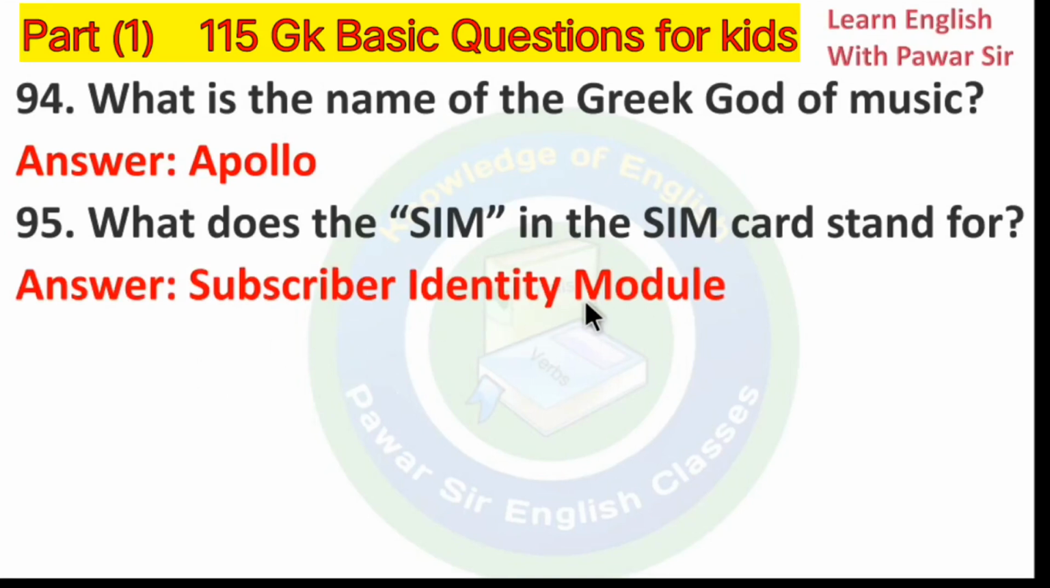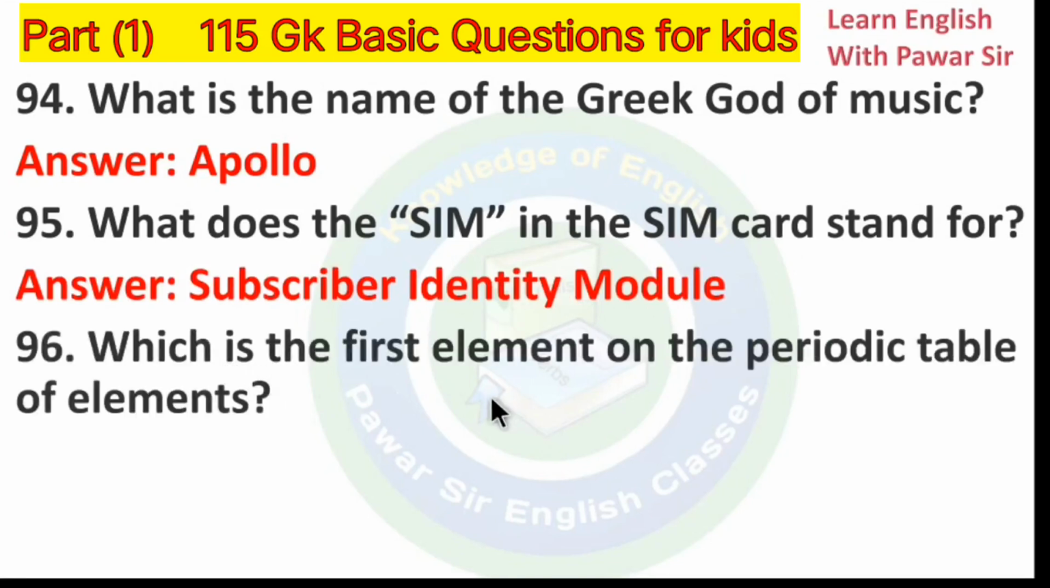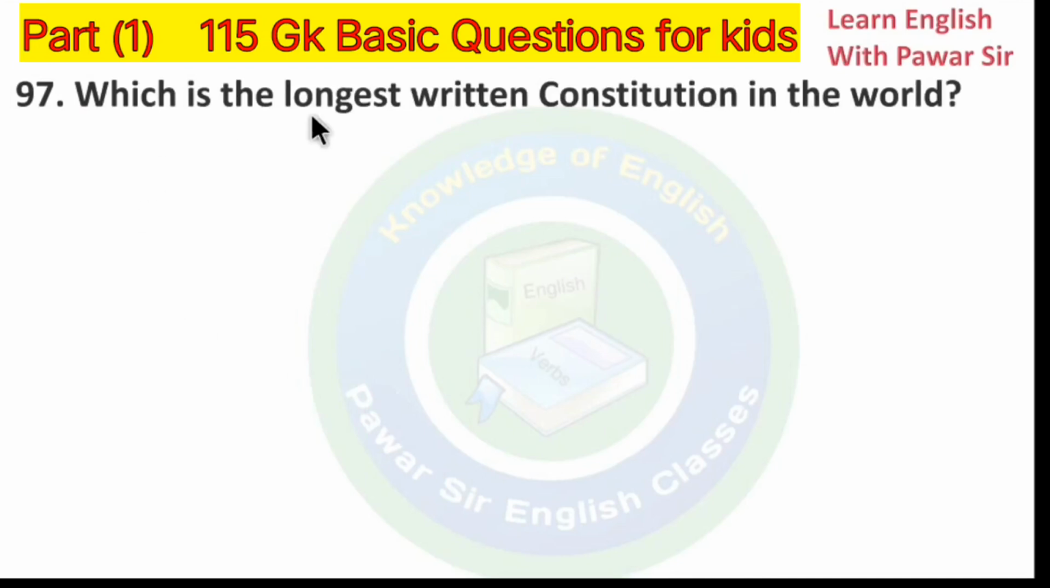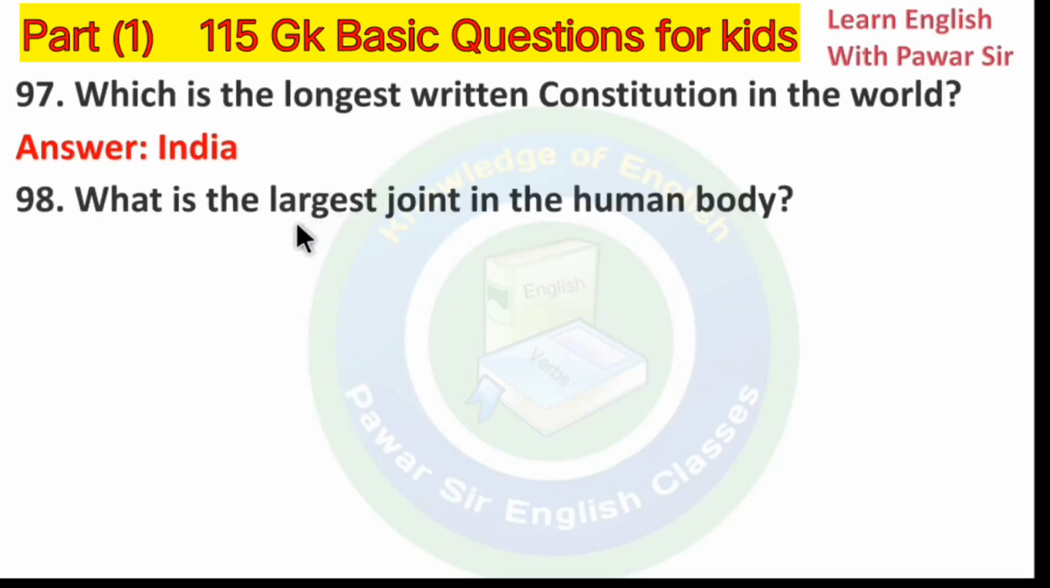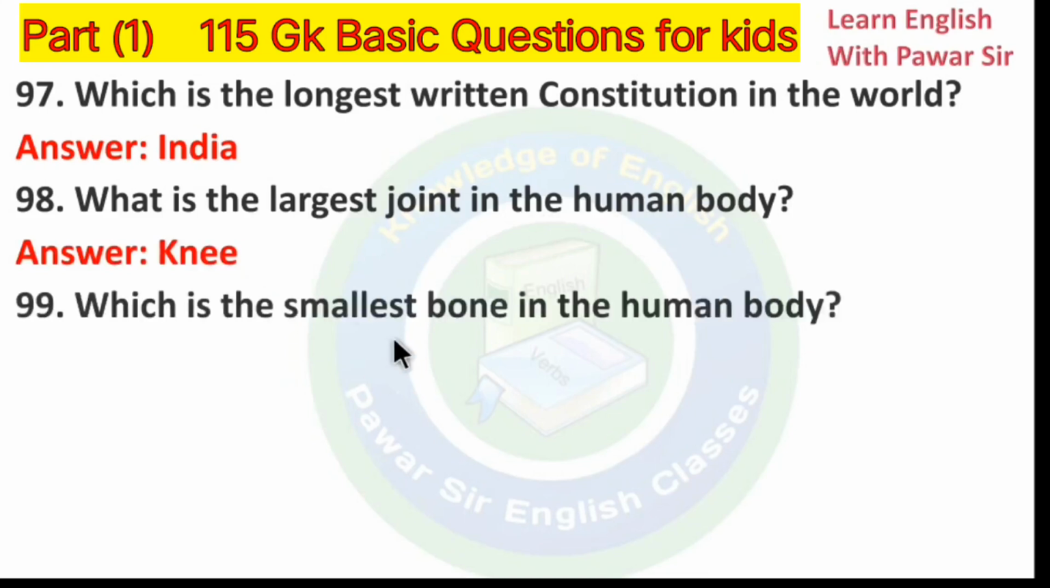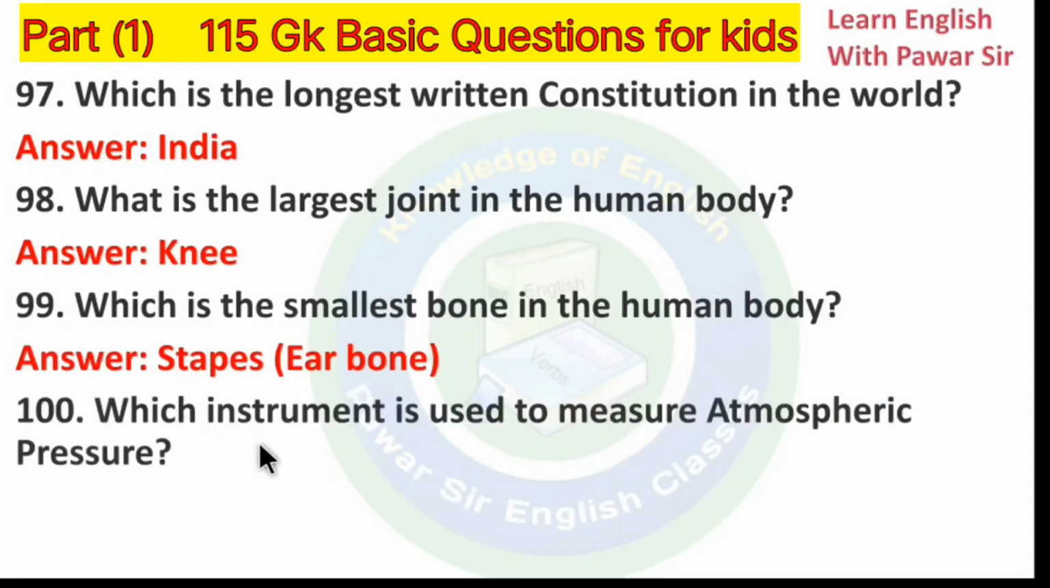Which is the first element on the periodic table? Hydrogen. Which is the longest written constitution in the world? India. What is the largest joint in the human body? Knee. Which is the smallest bone in the human body? Stapes, the ear bone.